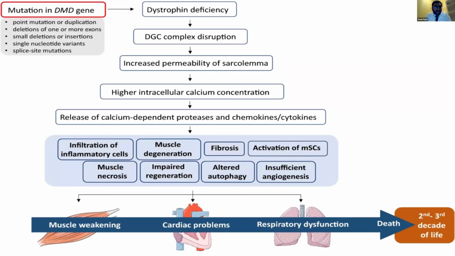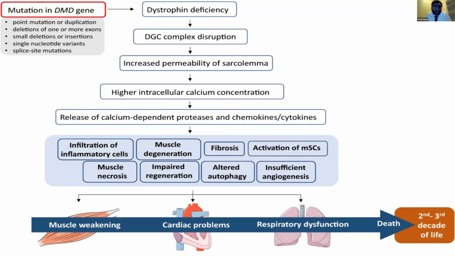Now let's see how the muscular dystrophy develops. So before we discuss that, I would like to talk about dystrophin. So dystrophin is one of the largest human genes, which is prone to spontaneous mutation due to its massive size. So the primary role of dystrophin is to connect the cytoskeleton to the extracellular matrix. So whenever there is mutation in the DMD gene by point mutation or deletions or single nucleotide variants, it leads to partial deficiency or complete absence of dystrophin.